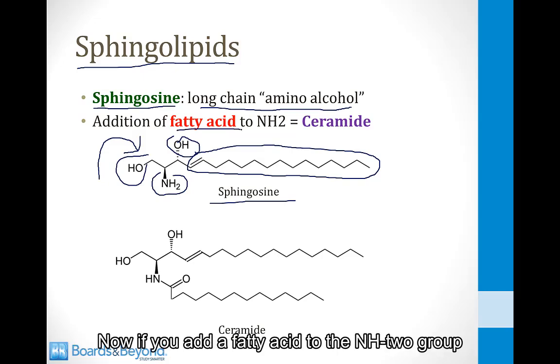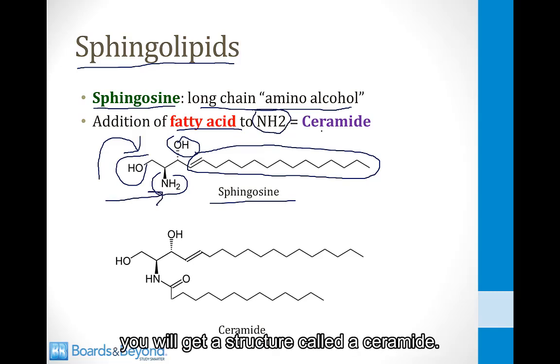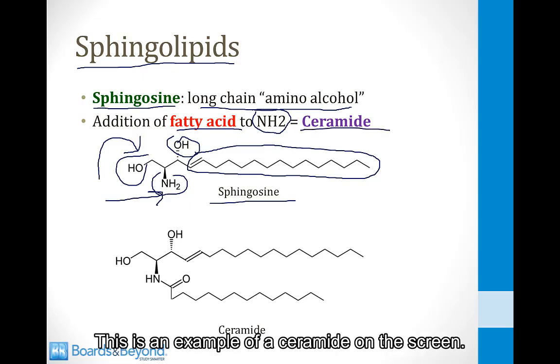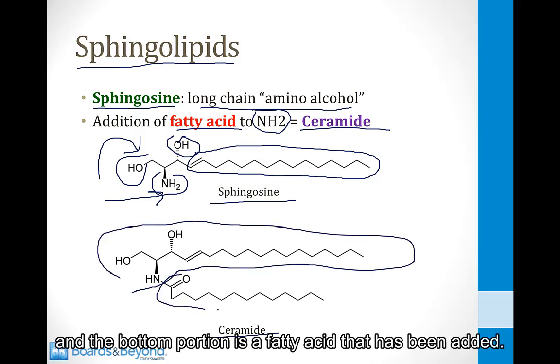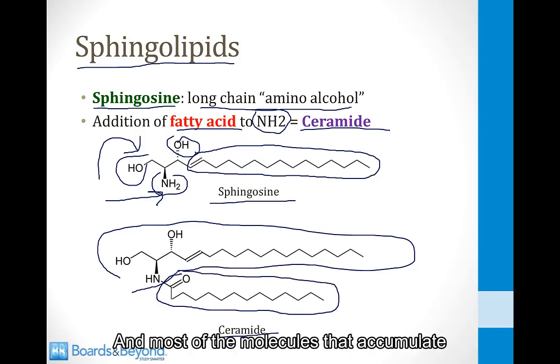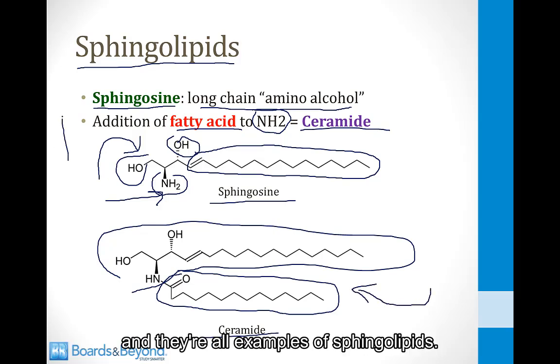Now, if you add a fatty acid to the NH2 group on sphingosine, this NH2 group here, you will get a structure called a ceramide. This is an example of a ceramide on the screen. You can see that the top portion is sphingosine and the bottom portion is a fatty acid that has been added. And most of the molecules that accumulate in lysosomal storage disorders are ceramide derivatives. They all contain sphingosine, and they are all examples of sphingolipids.